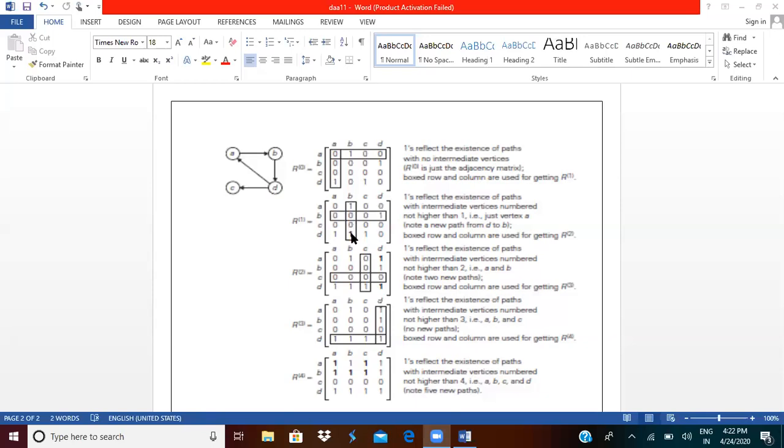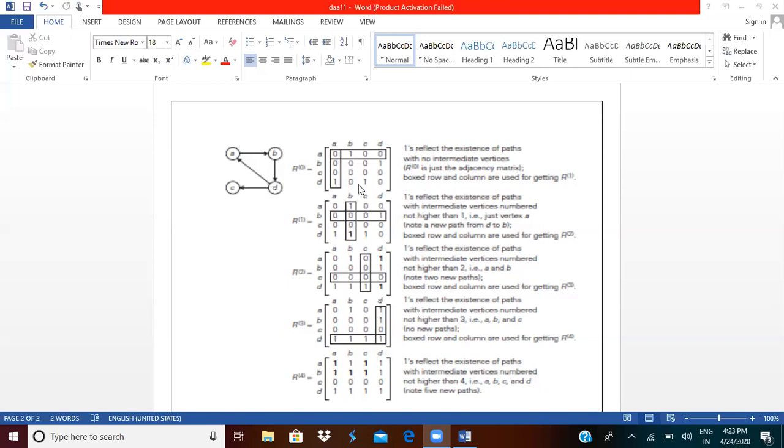Sir, in the second step, which one do we have to take as the intermediary matrix? In this one or this one? You're asking about this upper matrix. Yes, sir. This is the adjacency matrix. Whatever adjacency matrix you got, you keep it as it is. From this, I need to derive the second matrix. To derive the second matrix, I need to take the intermediary vertex as A, only A.